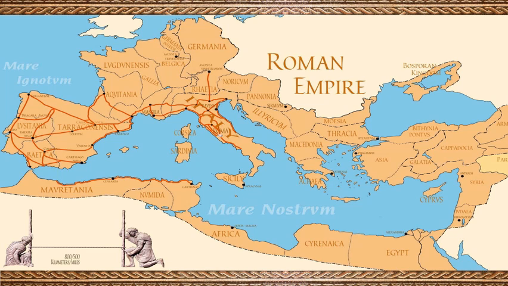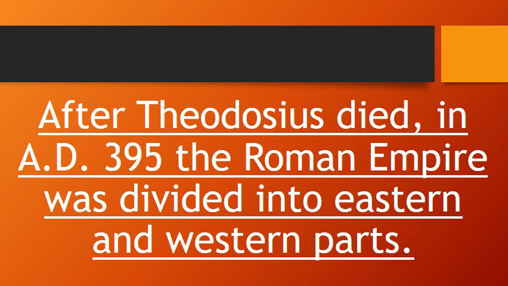So he set up a decree and a law that the Roman Empire was going to be divided. For the first time ever, it was going to be split. So he lets out this decree and this law, and you can write in your notes, after Theodosius died in AD 395, the Roman Empire was divided into eastern and western parts. I'll read that again for you. It's up there for you to write down. After Theodosius died in AD 395, the Roman Empire was divided into eastern and western parts.